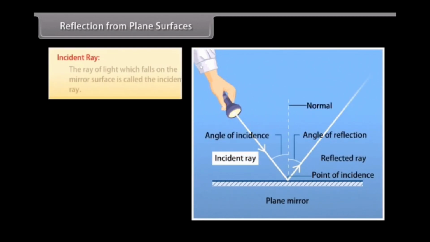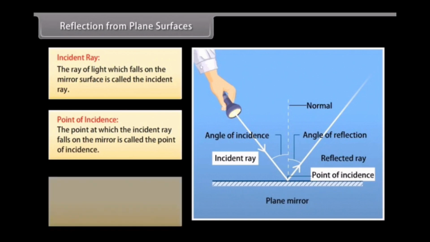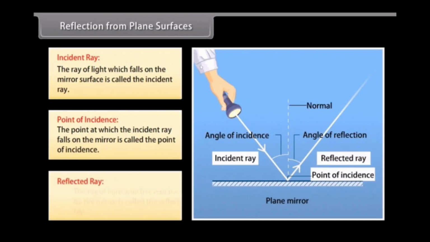Incident ray. The ray of light which falls on the mirror surface is called the incident ray. Point of incidence. The point at which the incident ray falls on the mirror is called the point of incidence. Reflected ray. The ray of light which is sent back by the mirror is called the reflected ray.